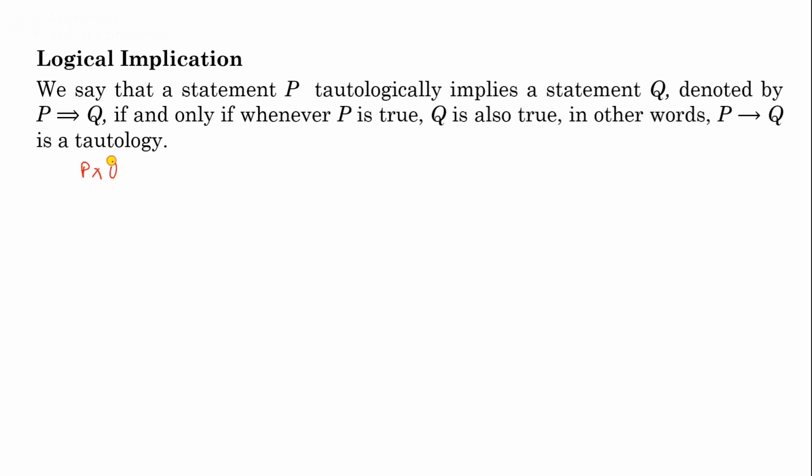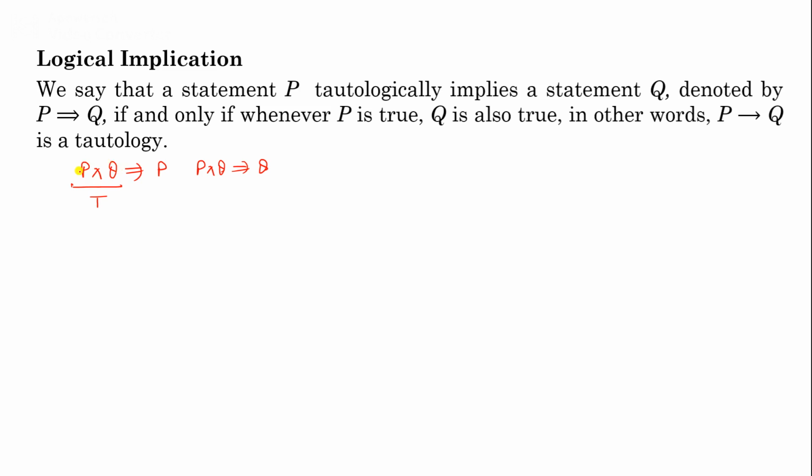P and Q tautologically implies P, or you can say P and Q tautologically implies Q. We have to assume this one is true. So if it is true, look at this. This is AND, P and Q.